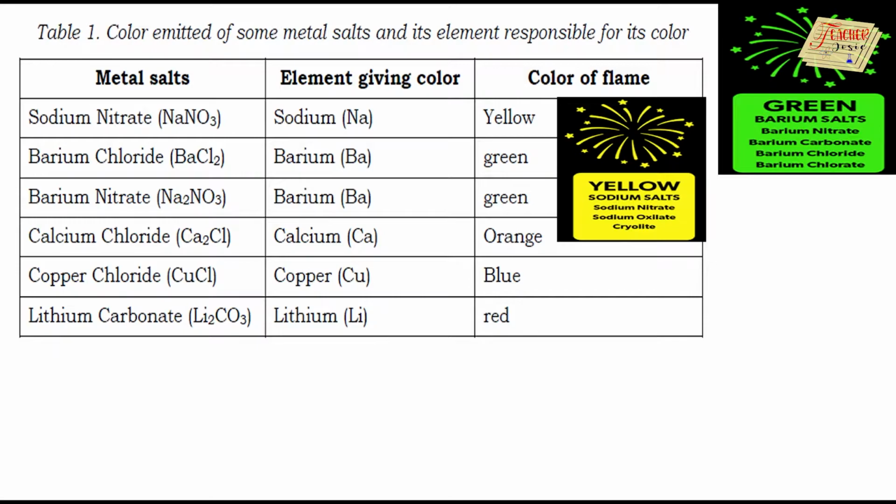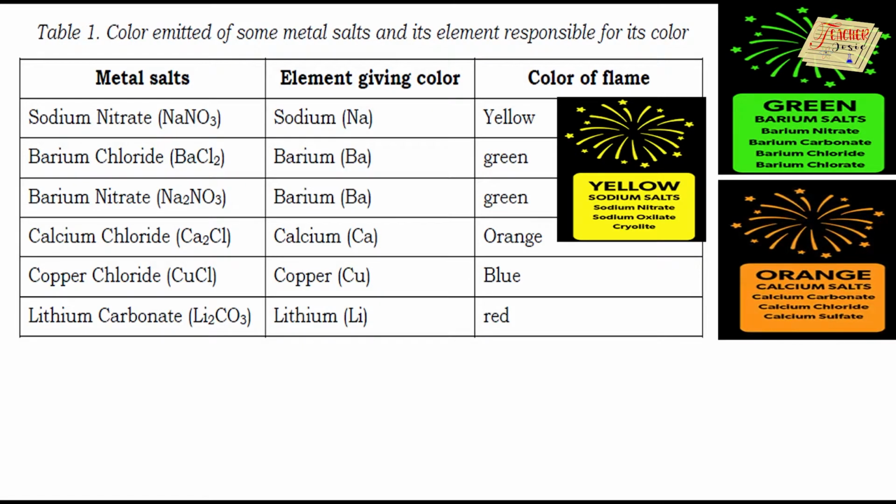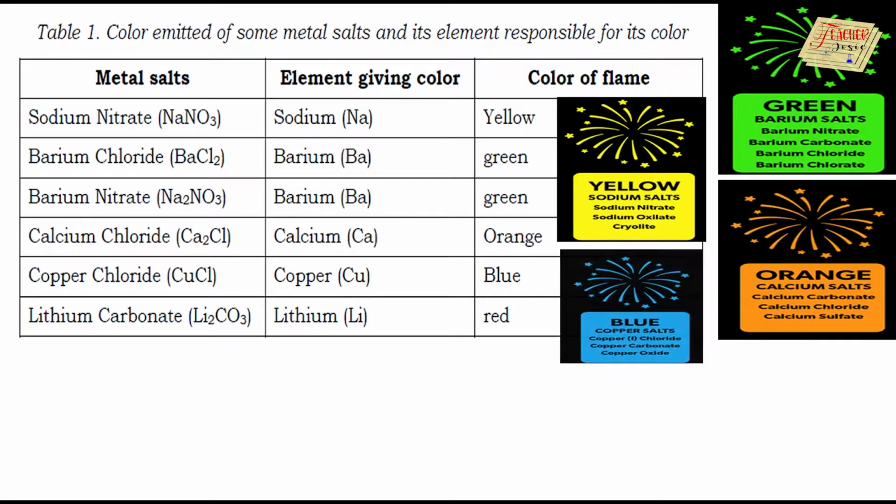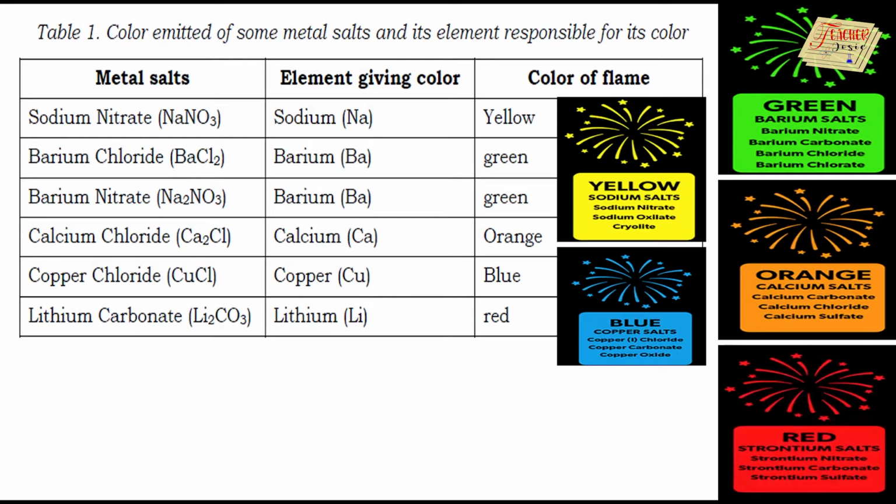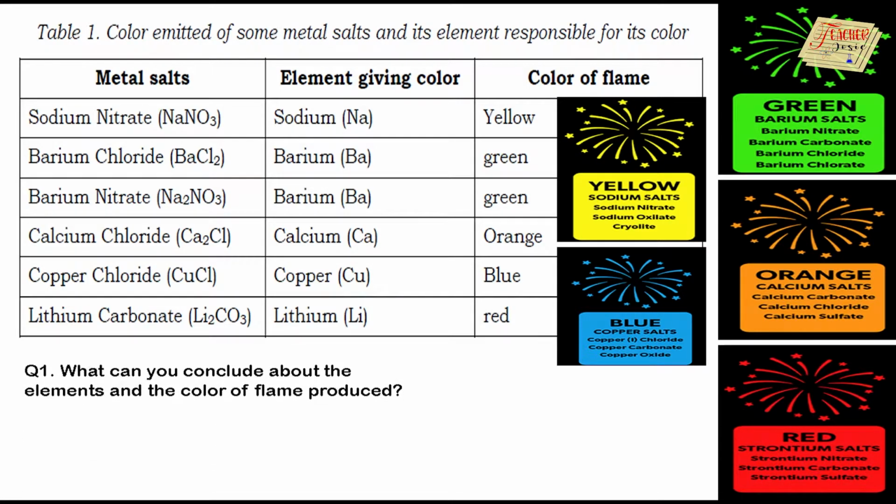Calcium chloride. The element giving color is calcium, and the color of the flame is orange. Copper chloride. The element giving color is copper, and the color of the flame is blue. Lithium carbonate. The element giving color is lithium, and the color of the flame is red.